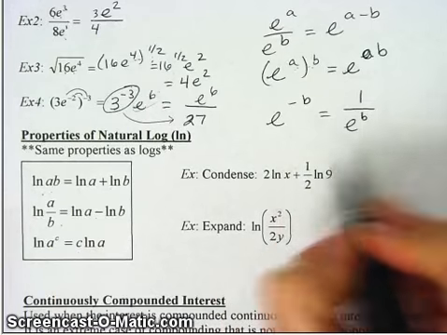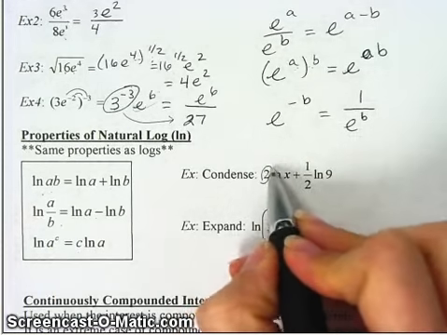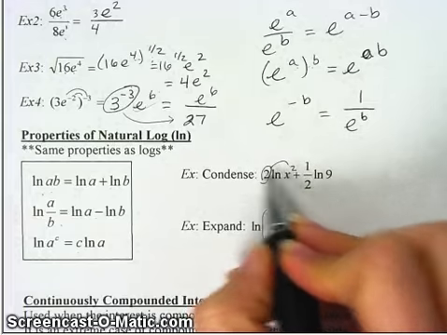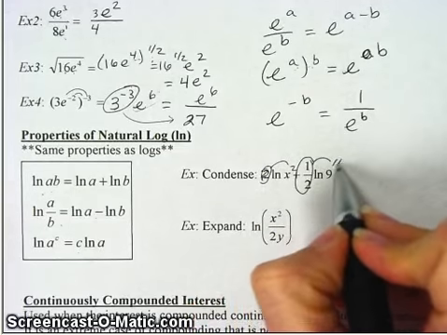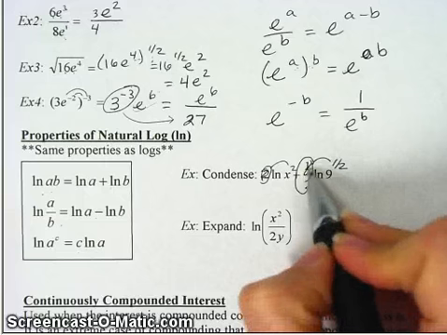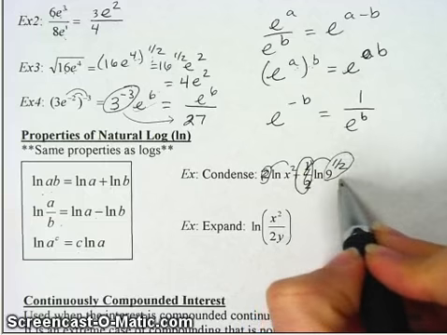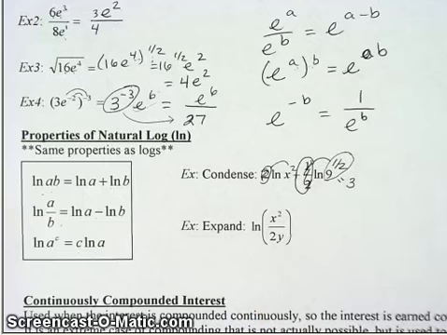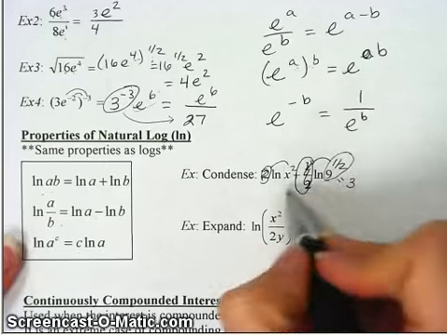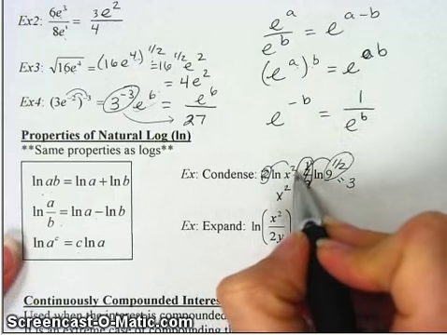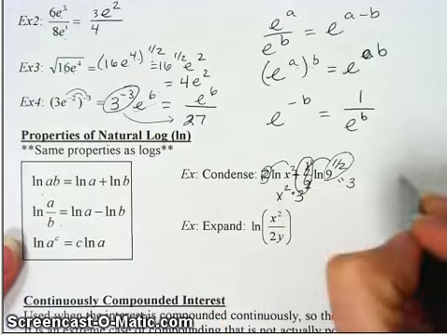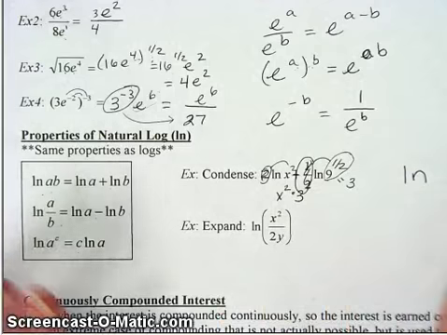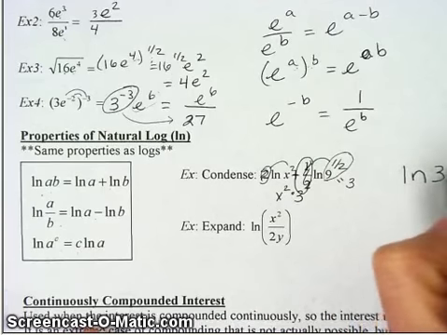So when we condense this first one, this 2 becomes an exponent, so we have x squared. 1/2 becomes an exponent, so we've got 9 to the 1/2. But we know that 9 to the 1/2 is the same thing as the square root of 9, which is 3. So we've got x squared, then plus will become multiplication. So our answer is natural log, because we condense it down to 1, of 3x squared.